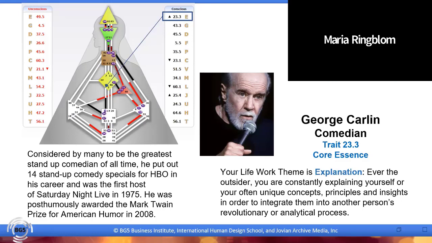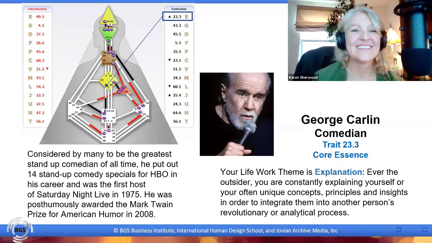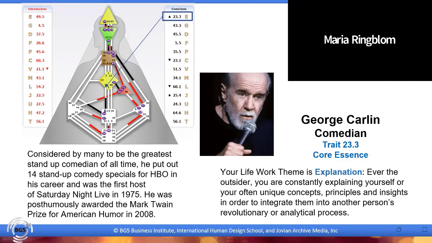Yes, it's fascinating. Yes, I have it because I've got 49 in conscious sun and earth. Yeah, and you then have it. Yeah. 43. So I've got the theme of explanation also. Were you asking about my purpose?